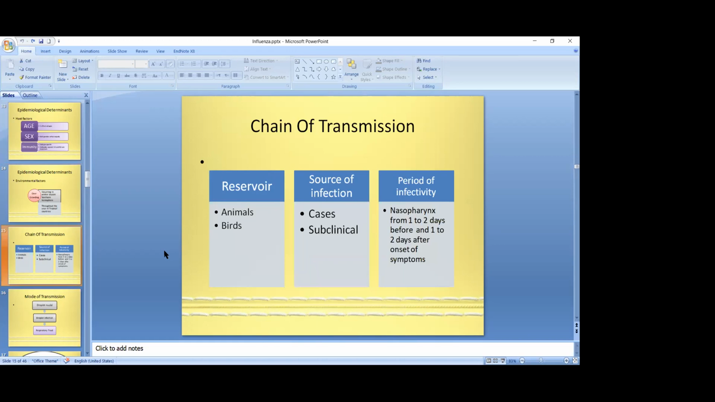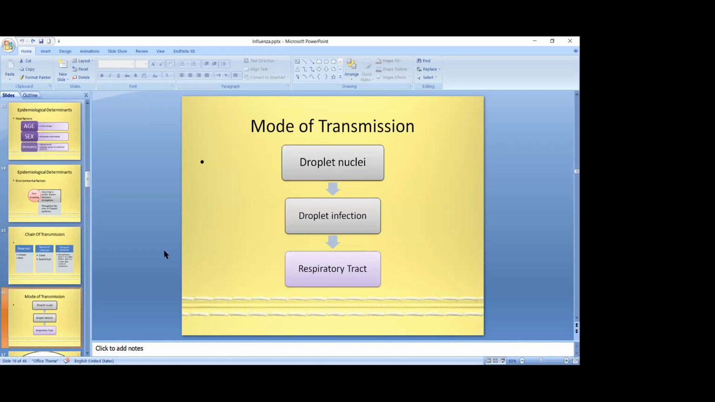Chain of transmission. The main reservoir of this influenza virus is animals or birds. Source of infection is cases and subclinical cases. Period of infectivity: nasopharynx, from 1 to 2 days before and 1 to 2 days after onset of symptoms. How the virus is spread. Mode of transmission: the virus is spread by droplet nuclei and droplet infection, and the main organ system involved in this disease is the respiratory tract.